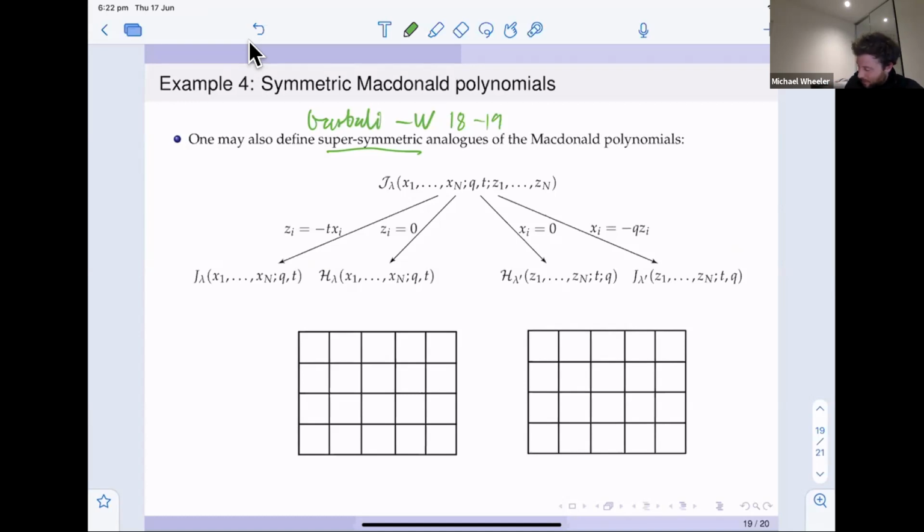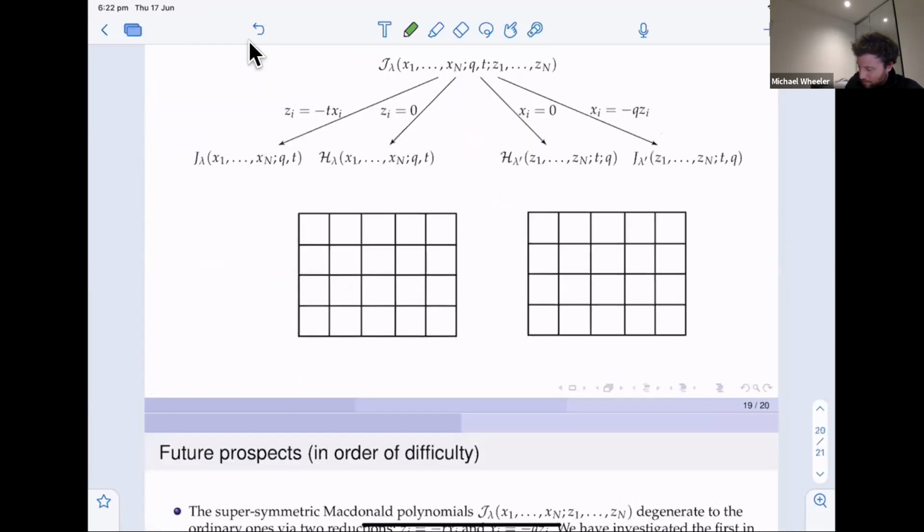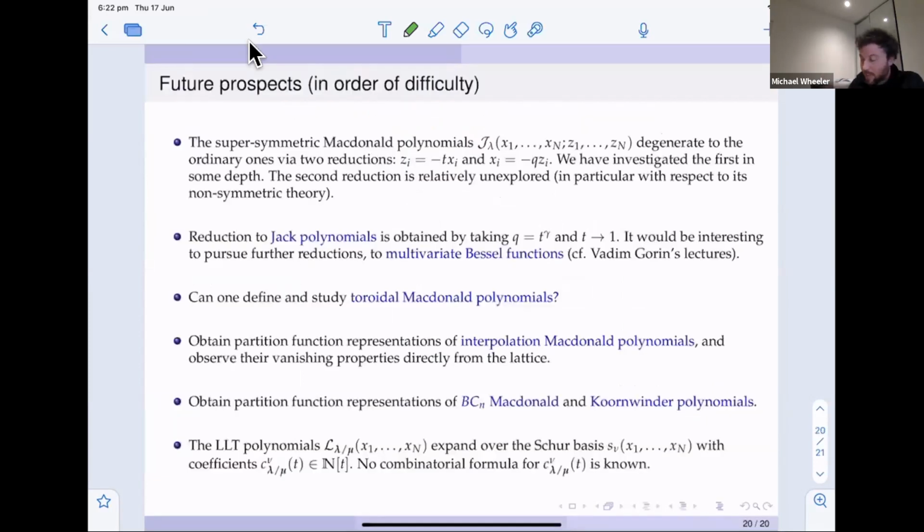All right, so let me wrap up with some future prospects. These are just basically some things that sprung to mind while I was preparing the lectures. This list is by no means exhaustive. There may be other interesting problems. And somehow this is in order of apparent difficulty.